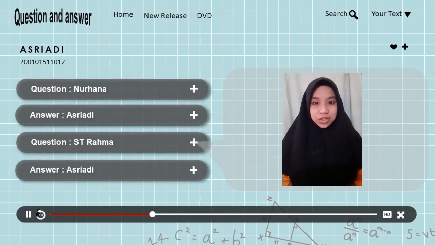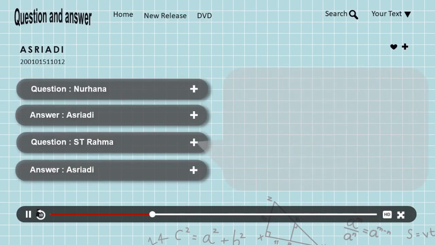First, I want to say thank you so much for the opportunity that has been given to me. Well, I am Siti Rahma from group 4. I want to ask Asriadi: what happens if we say y is equal to -3, -2, -1, 0, 1? Is it symmetrical? I think that's all. Thank you.